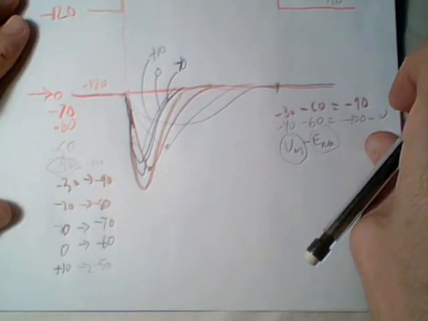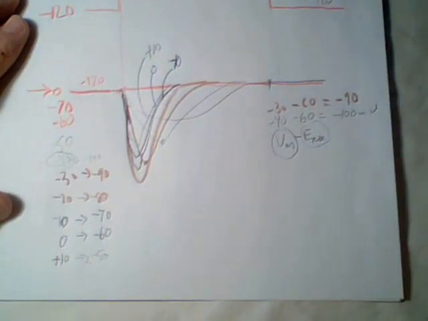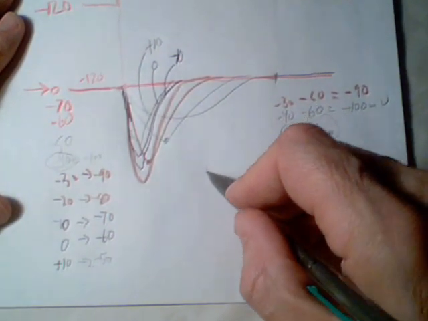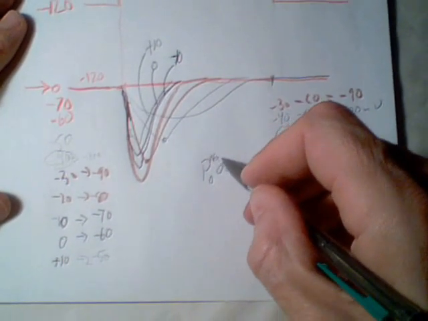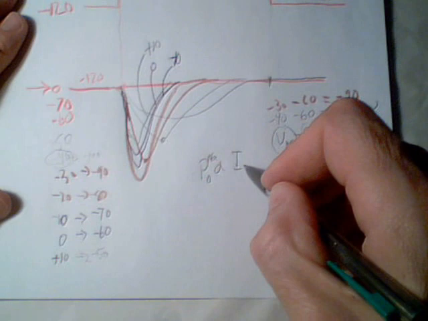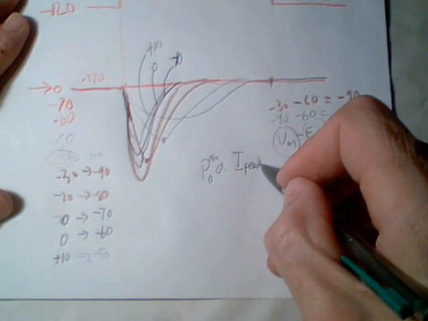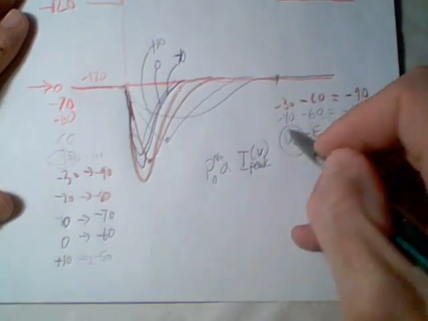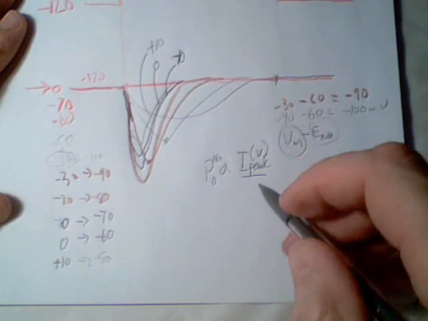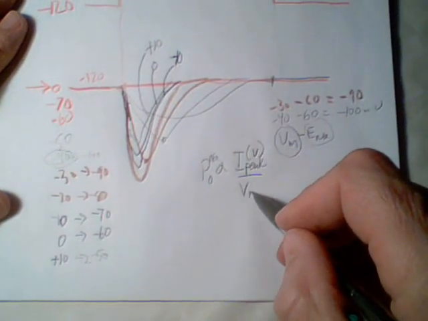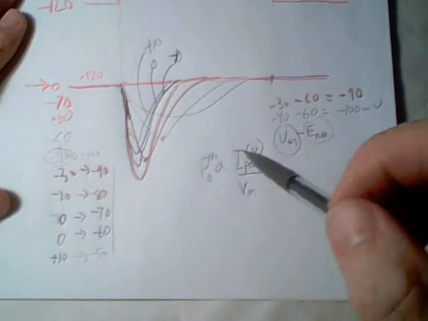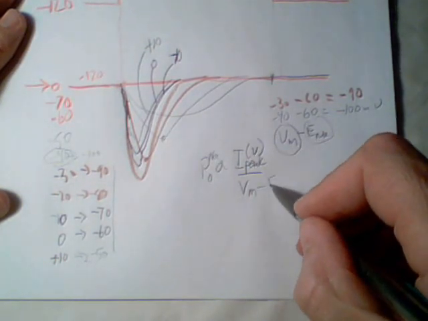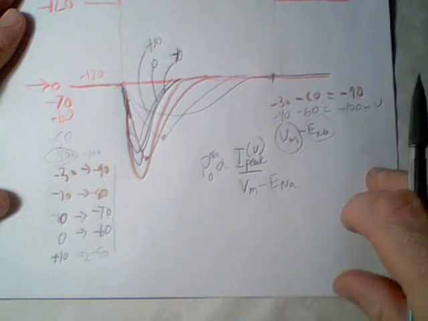We can generate activation curves by recognizing that my open probability is going to be proportional to the current that I measure, in this case the peak current that I measure at whatever voltage I step to, divided by the driving force, which is Vm, whatever that membrane potential is, minus the reversal potential. Okay?